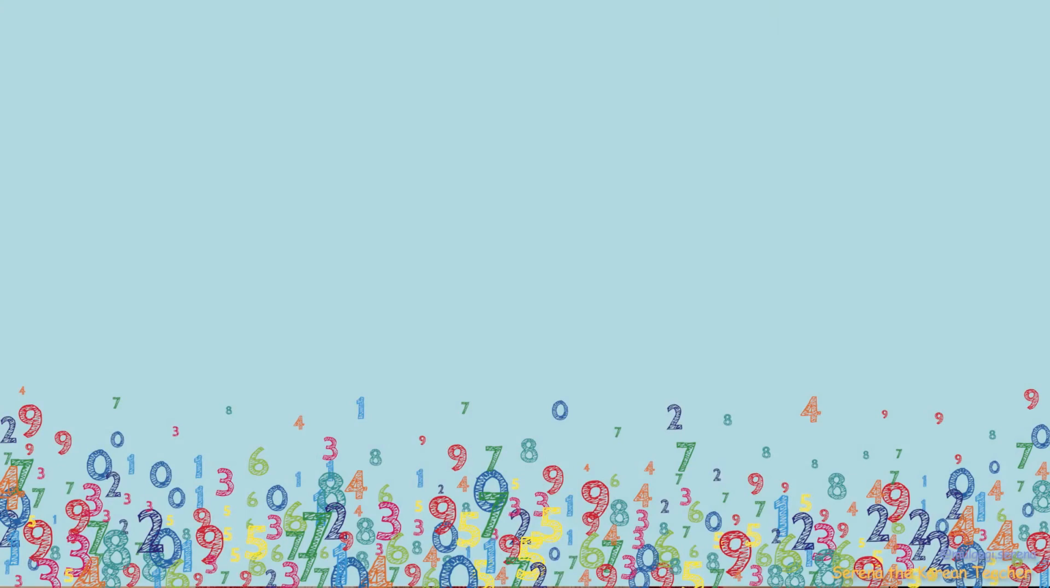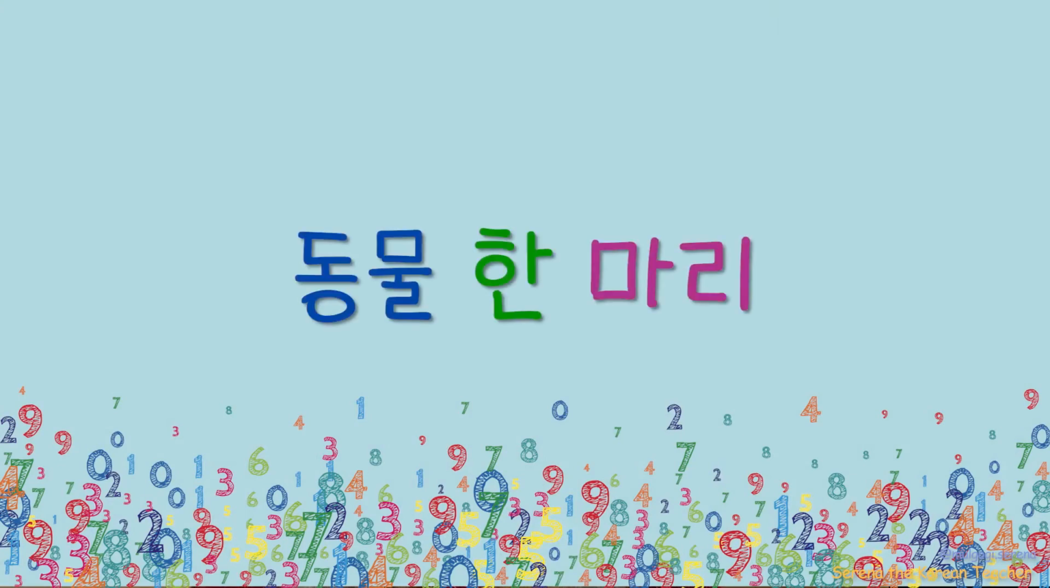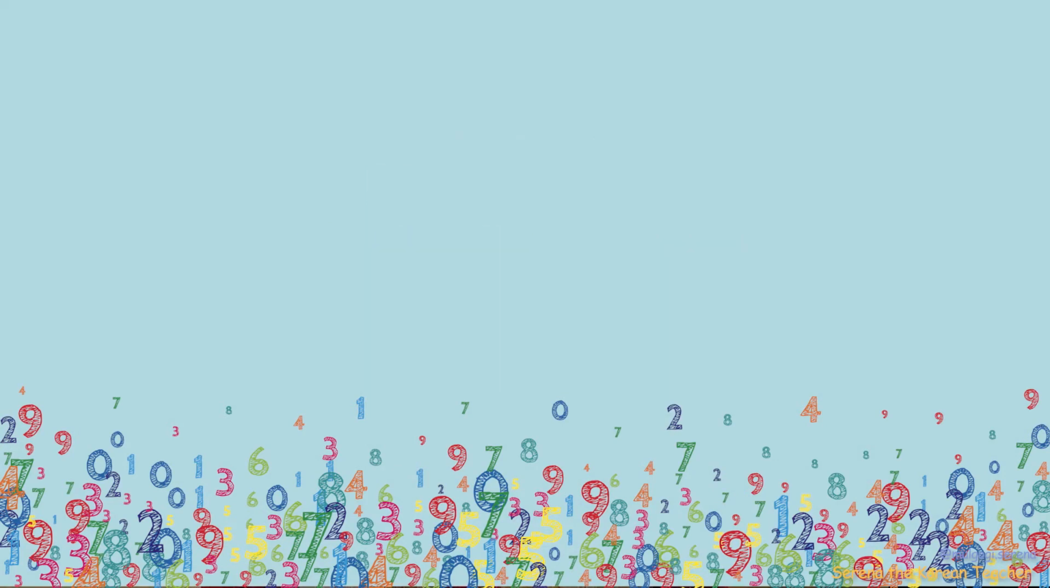Okay. What about a counter for animals? Animals, in Korean we call it 동물. So 동물 is animal. What is the counter for animals? So animal counter is 마리. 동물 한 마리.